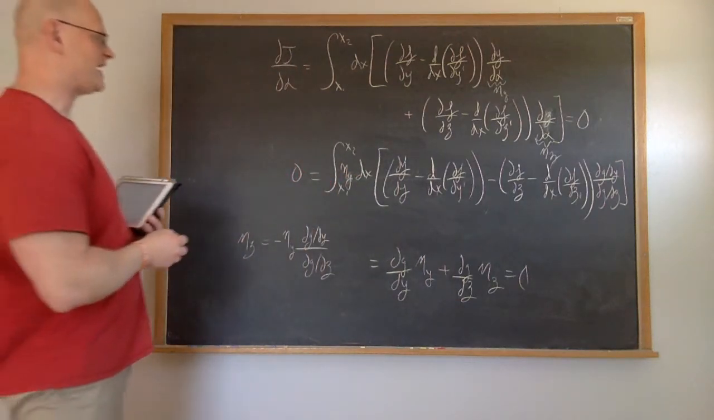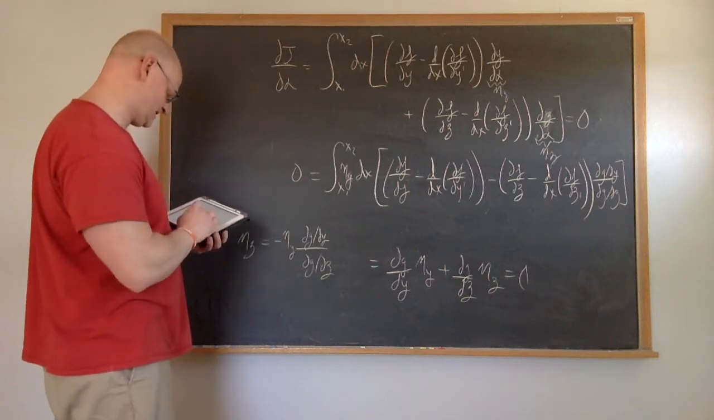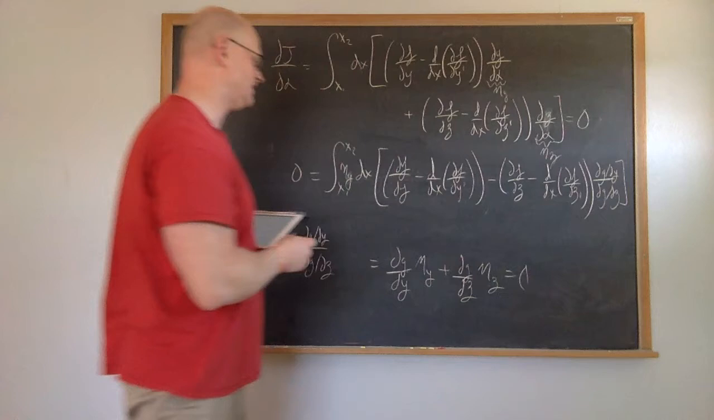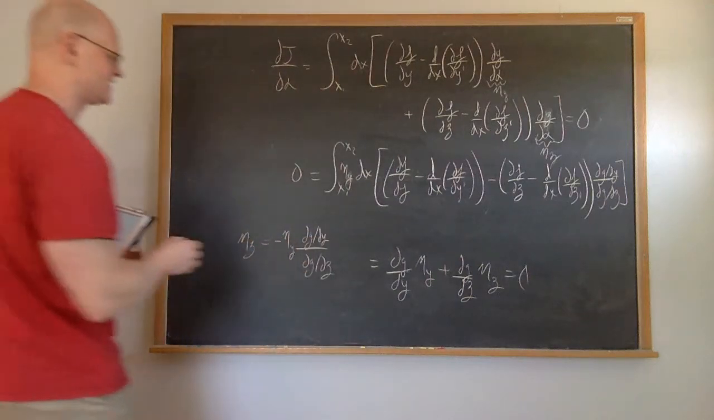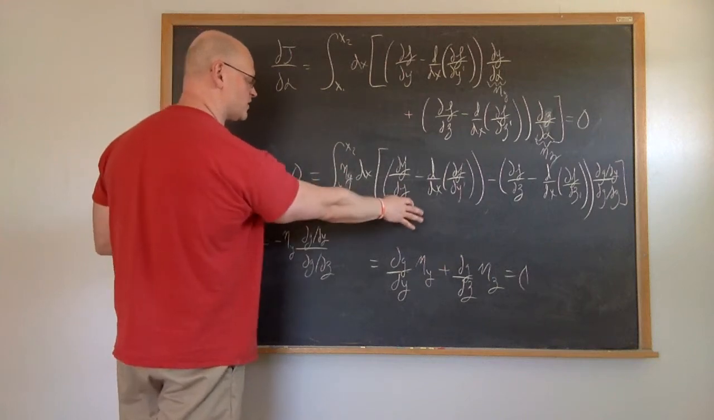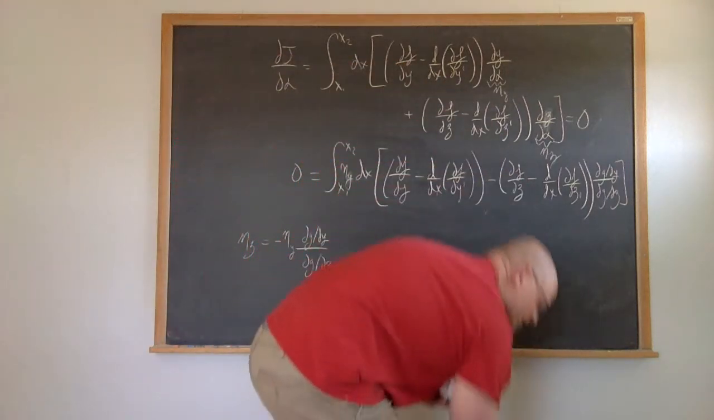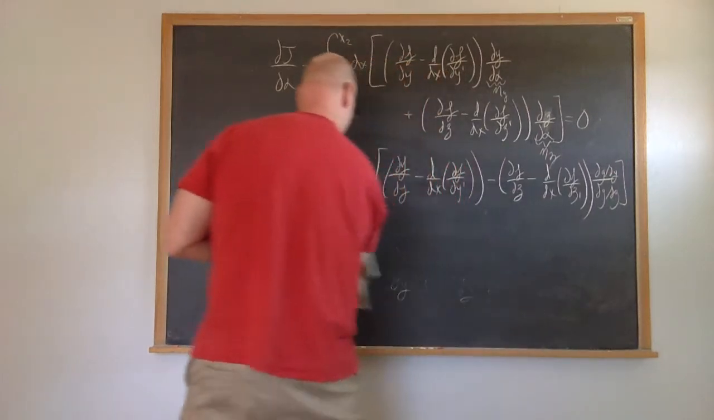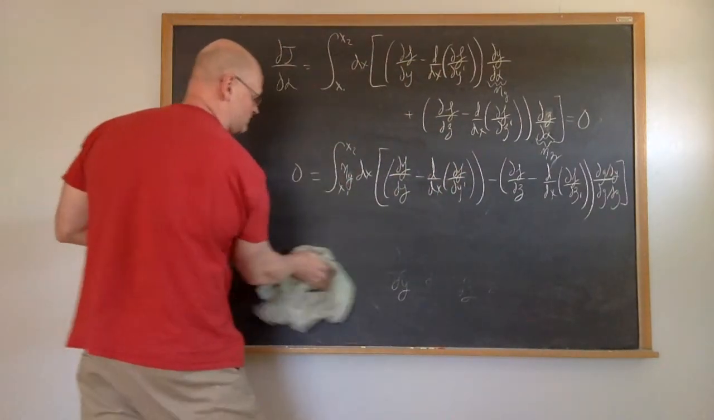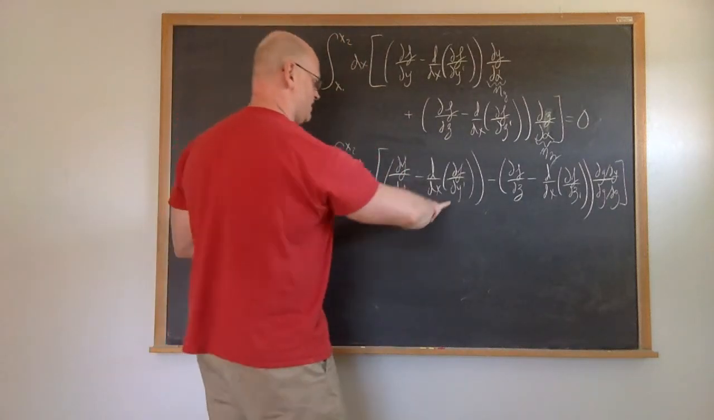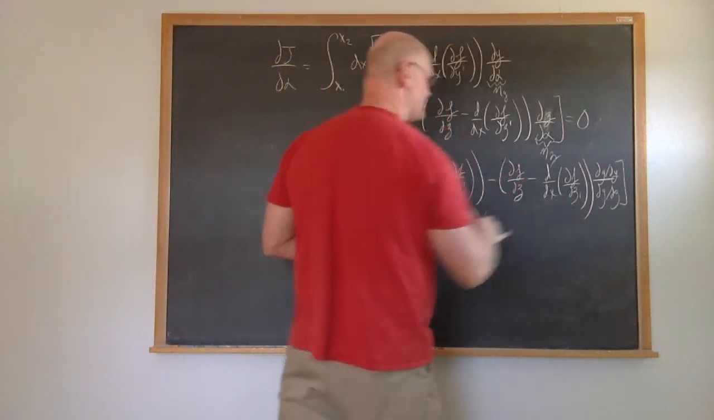Now, again, since eta has to be arbitrary, what that basically means in this case is that whatever is inside of this square bracket here must be equal to 0. Since this guy's arbitrary, I can't set him equal to 0. So since this is equal to 0, that means that this portion of the integrand must be equal to 0. So what that means is that this term has to be equal to this term.